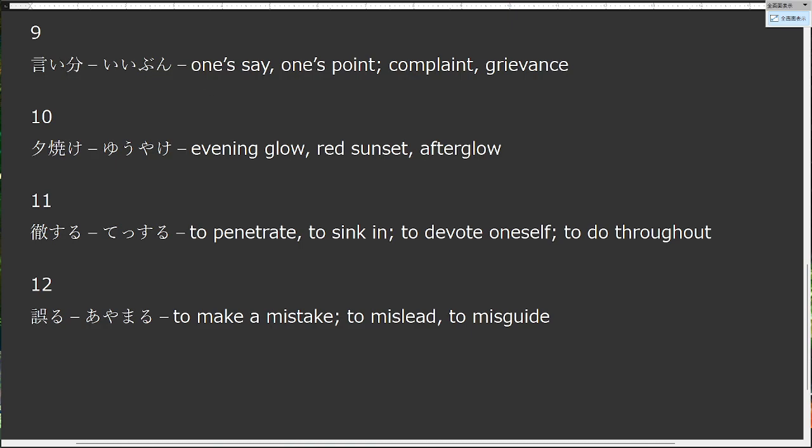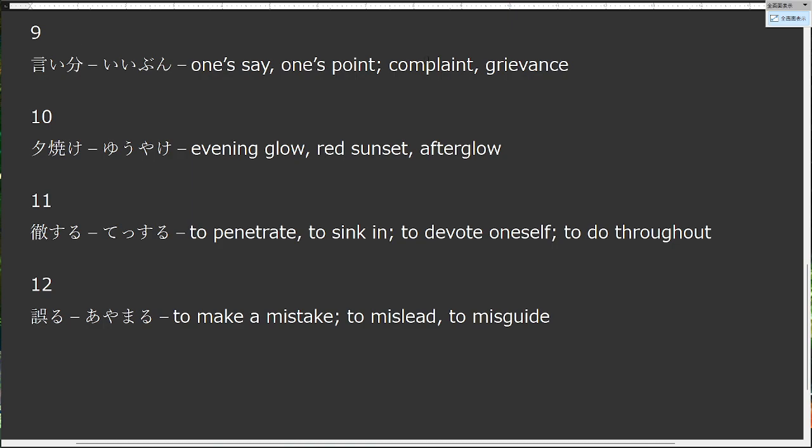Number 9 is ibun. Bun on the right side for a part or a person, and i on the left side for to say. So to say one's part or one's say is one's ibun. This is a pretty much direct translation. One's part or one's point. It can also be a complaint or a grievance, as it probably usually is.